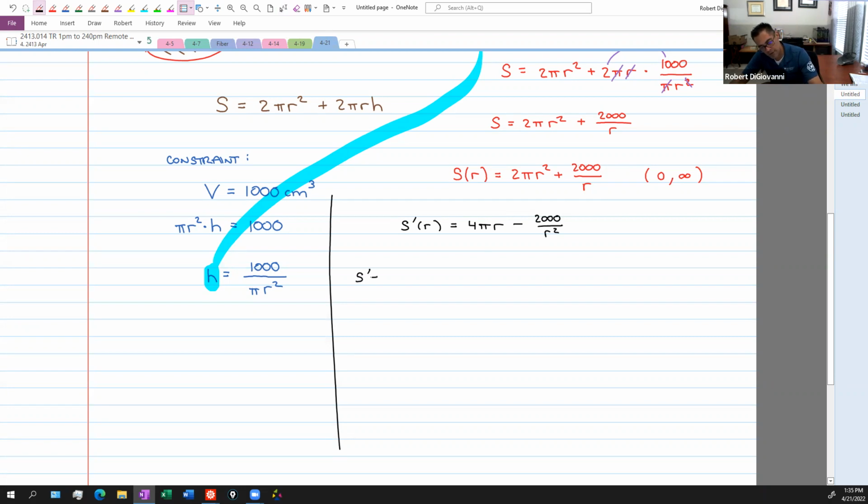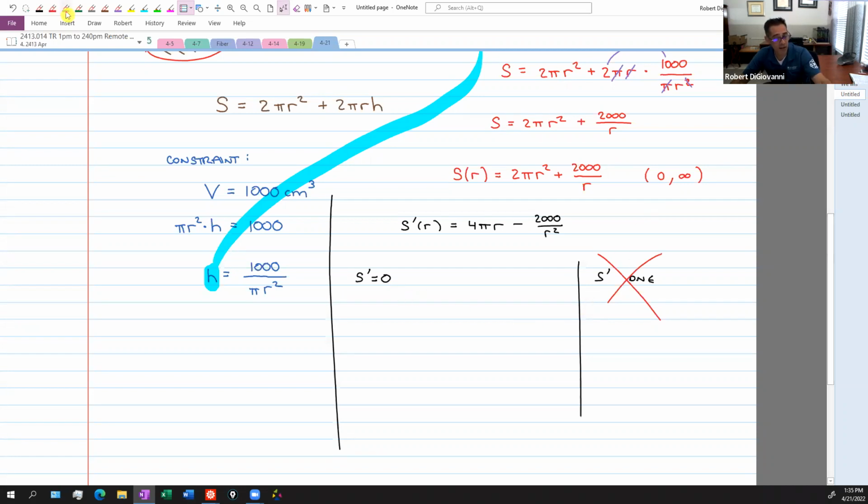So I want to know when that's 0, and I want to know when that doesn't exist. The only place it doesn't exist is at 0, but 0 is not in my domain. So I'm going to just chunk this one. Is that clear to everyone? I can't plug 0 in here. I get division by 0, but 0 is not in the domain.